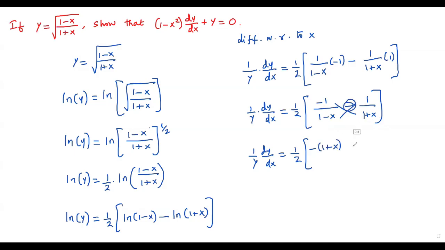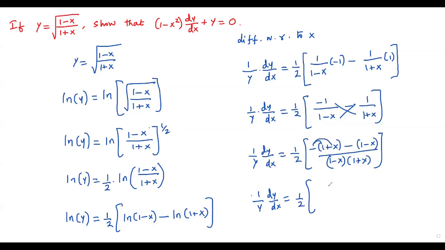Now let me take this negative sign as it is. When I multiply this 1 minus x and 1, that is 1 times 1 minus x, which is the same 1 minus x. Now we have to multiply the two denominators, that is 1 minus x times 1 plus x. Let me write it out here. Now 1 over y times dy over dx equals 1 over 2. Here we can distribute the negative sign to this 1 and positive x, and I'm getting negative 1, negative x. When I distribute this negative sign to this 1 and negative x, I'm getting negative 1, positive x.